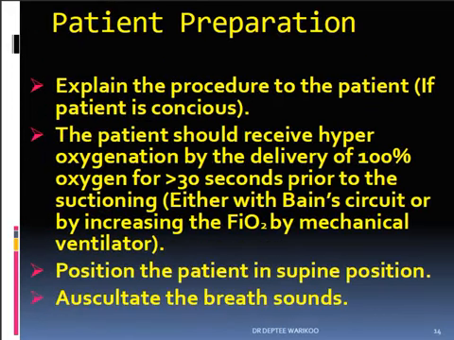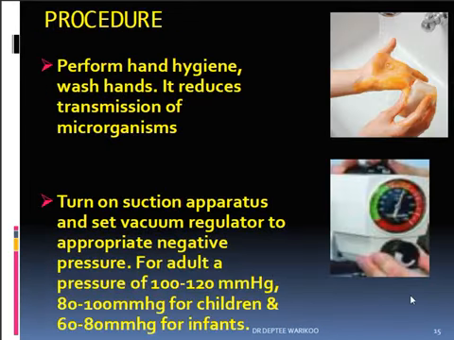Now you have to prepare the patient for the suctioning. Explain the procedure to the patient if the patient is conscious. If not, then you should perform it with proper guidance. The patient should receive hyperoxygenation by the delivery of 100% oxygen for more than 30 seconds prior to the suctioning. Position the patient in supine position and auscultate the breath sounds. Perform this properly before suctioning. This is very important. You should perform it properly before suctioning.